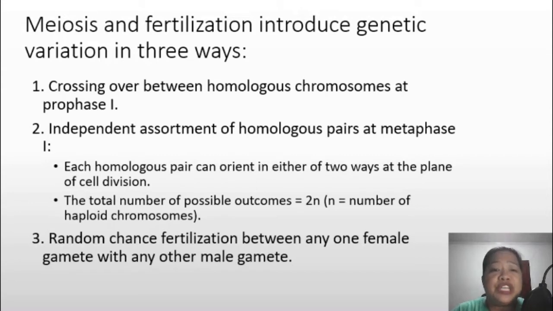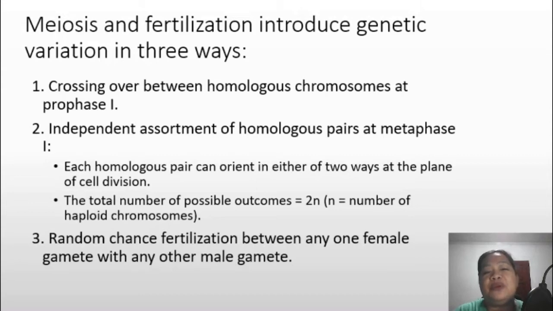1. Crossing over between homologous chromosomes at prophase 1. During prophase 1 in meiosis 1, there's a crossing over of chromatids. So that makes us different from each other. Second evidence for being unique from each other: independent assortment of homologous pairs at metaphase 1.